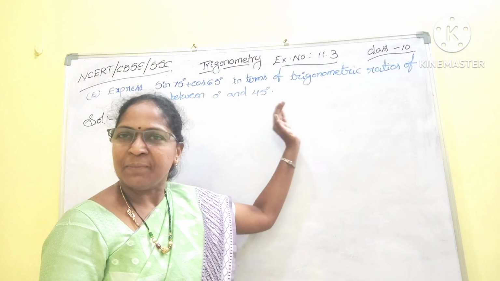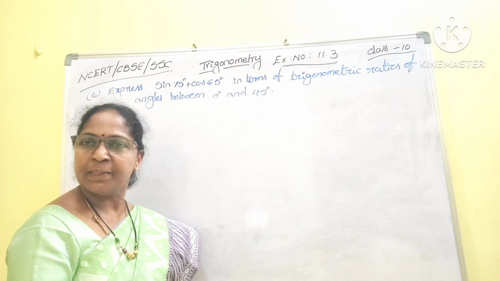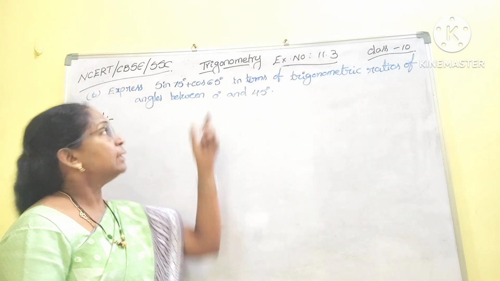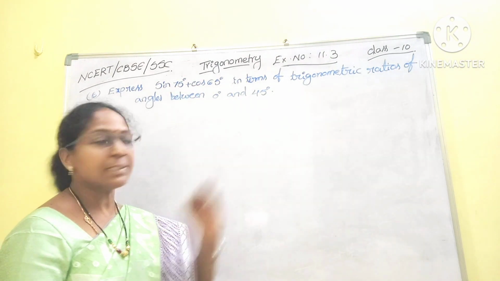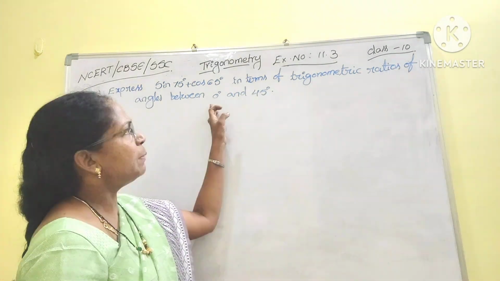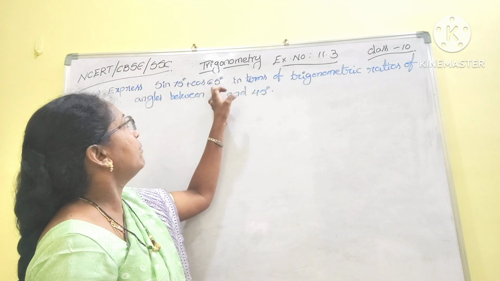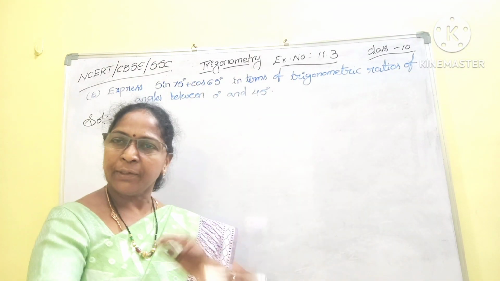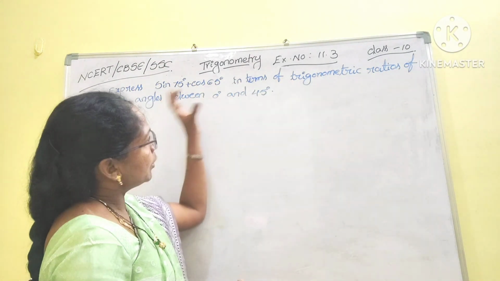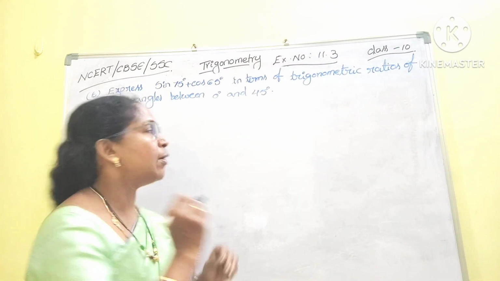Next, the last sum in this exercise. Now, express sin 75 degrees plus cos 65 degrees. These two terms you have to express in terms of trigonometric ratios of angles between 0 degrees and 45 degrees. Here the angles given are more than 45 degrees, but you have to show them in terms of trigonometric ratios of angles between 0 degrees and 45 degrees.